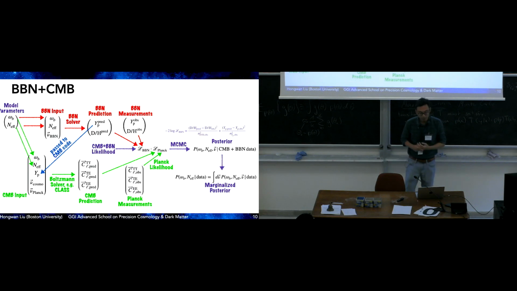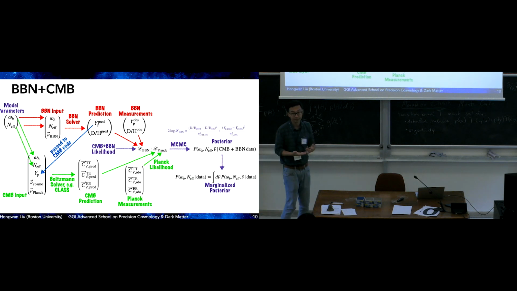Okay, so just now I was talking just about BBN. Now the question is, how do you combine BBN and CMB, right? Because CMB also is sensitive to omega b and N effective. So you could try to put those two things together and get a single posterior including both CMB and BBN data. You can do that.